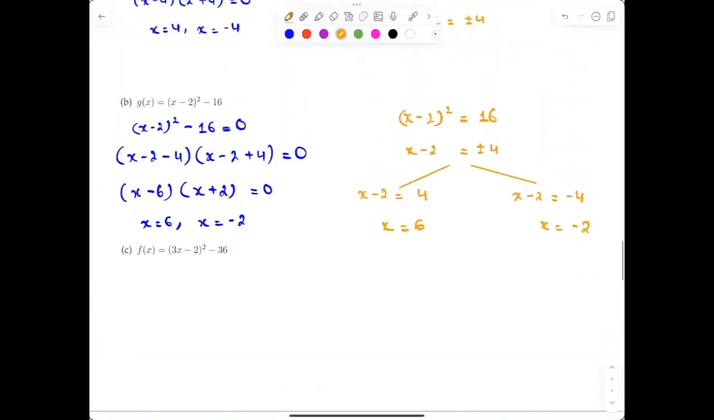So in the quiz or in the test, you don't have to give me two different methods here. You use whatever method you feel comfortable.